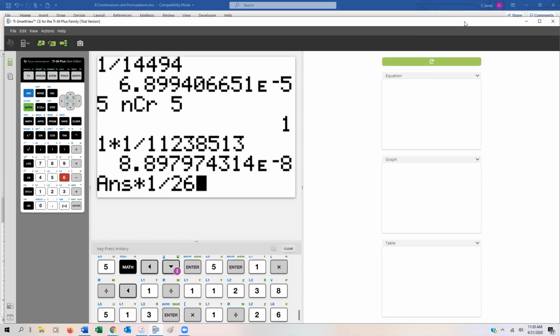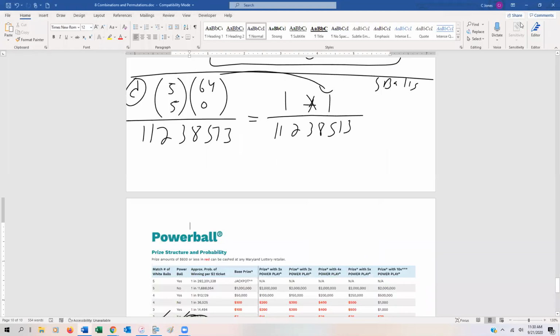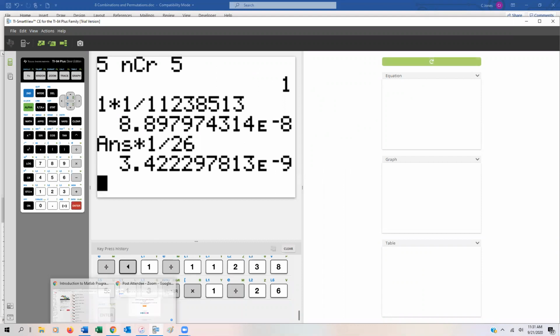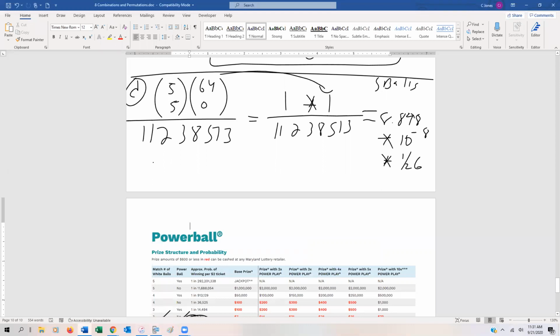All right, so 8.8979. So I'll just say 8.898. So this is approximately 8.898 times 10 to the minus 8th power. But then we have to multiply that by 1 out of 26. All right, so let's get a final answer for this. We're going to execute this, and that gives us 3.4223 times 10 to the minus 9 power. So 3.4223 times 10 to the minus 9 power.